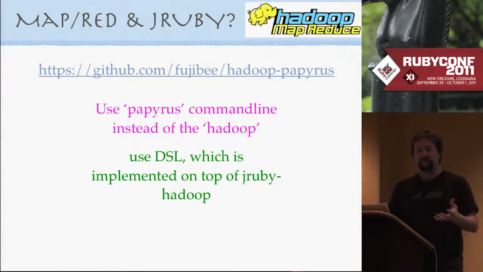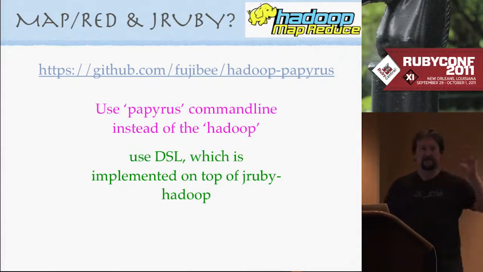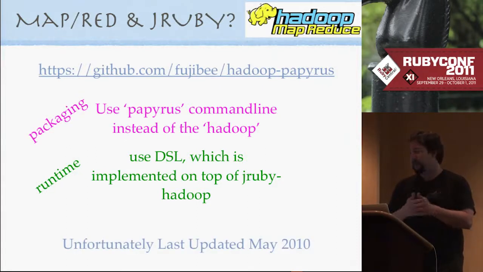Then there's another one, which is Hadoop Papyrus. We see a pattern here: we've got packaging and runtime. It's basically your interfaces into where JRuby could fit in. Papyrus is actually built on top of JRuby on Hadoop, so it implements a sort of DSL style for doing MapReduce programs. And again, it also hasn't been updated since 2010. So the problem is none of these are actually very useful for us as programmers. They're not great.